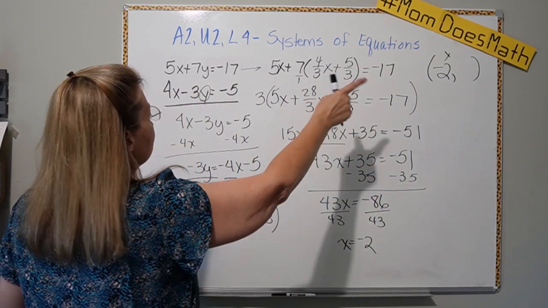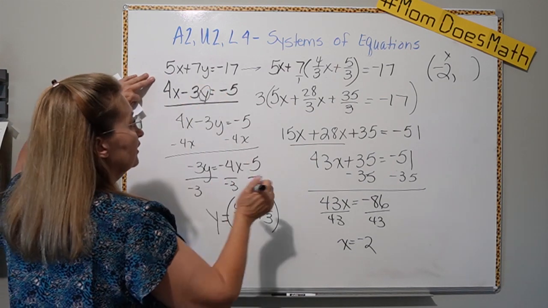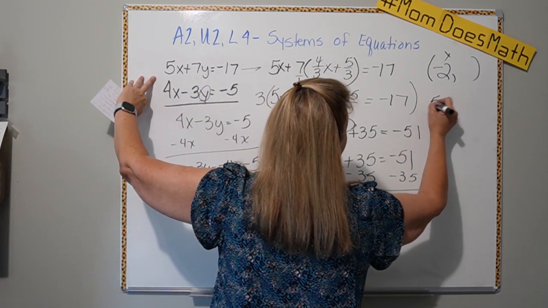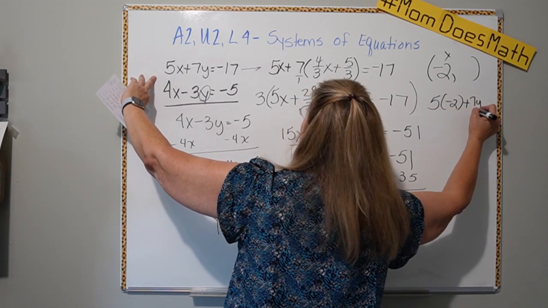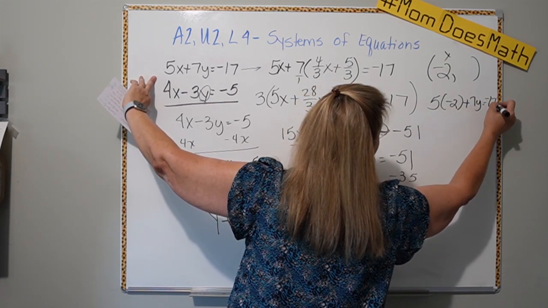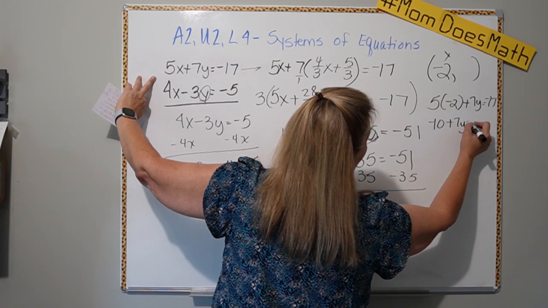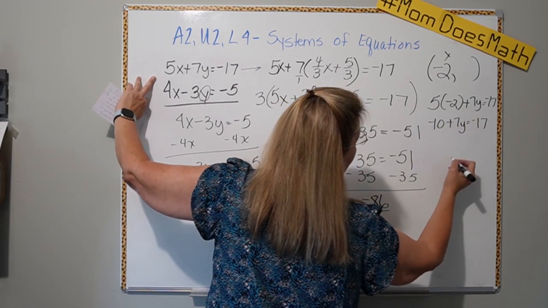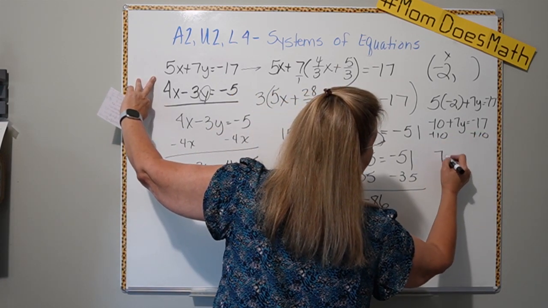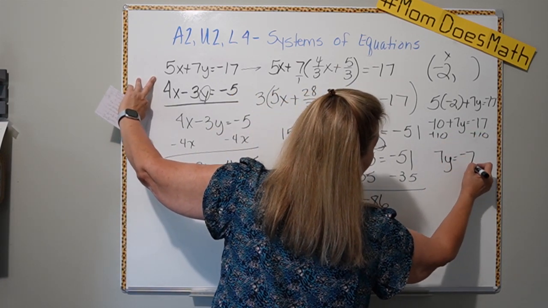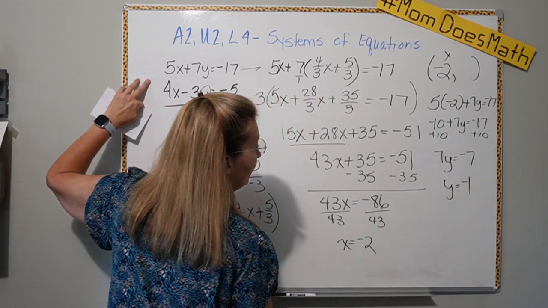Now all I have to do is take this negative 2 back over here wherever I want to. I'll just fill it into the first one. So I'm going to have 5 times negative 2 plus 7y is equal to negative 17. So I've got negative 10 plus 7y is equal to negative 17. Add 10 to both sides, and you get 7y is equal to negative 7. Divide both sides by 7, so y is equal to negative 1.